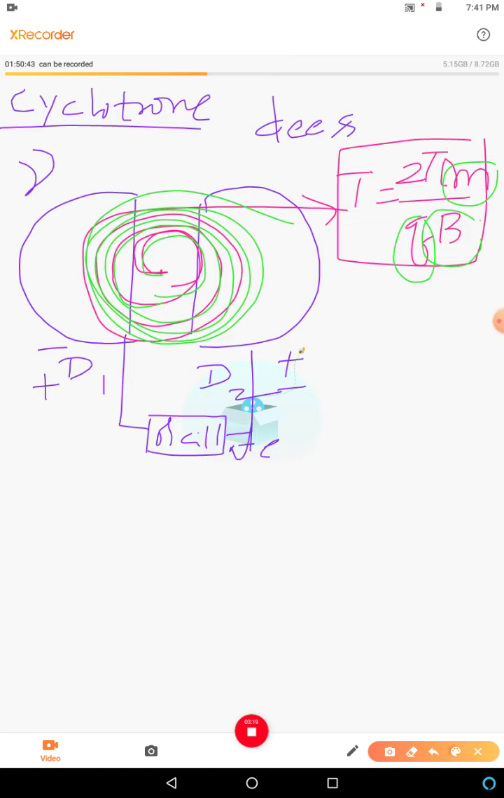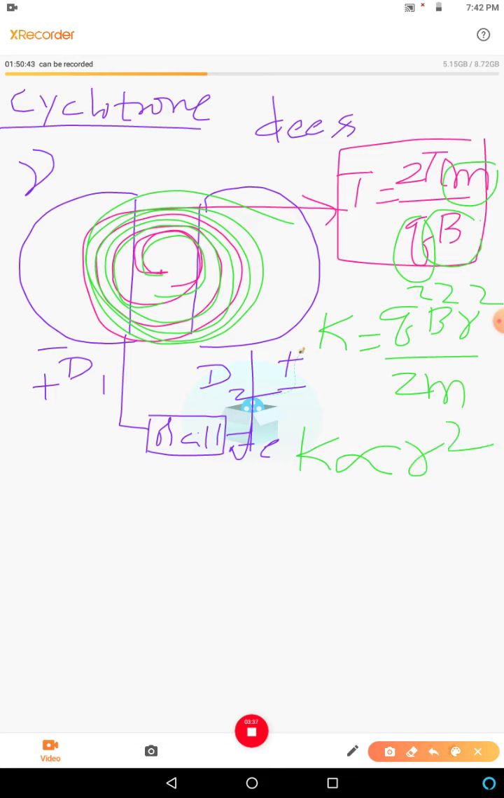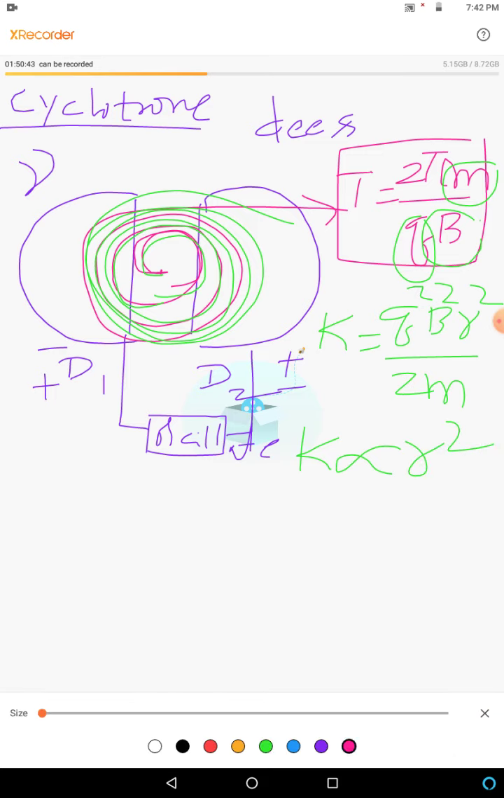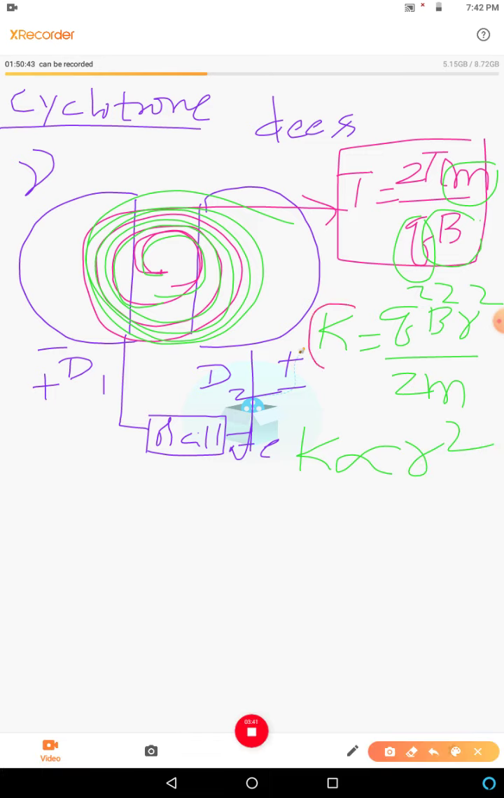The other thing you should remember is the expression for kinetic energy. K was equal to Q square B square R square divided by 2m. This is the expression we derived for the kinetic energy. You can observe the kinetic energy is directly proportional to R square. Q is constant, B is constant, m is constant, 2 is constant. So it is proportional to R square.